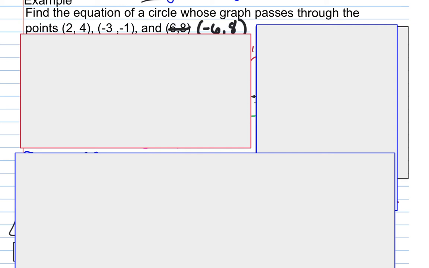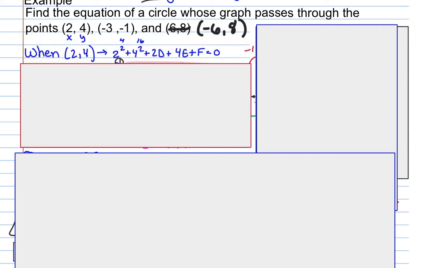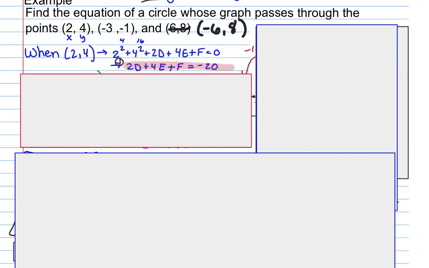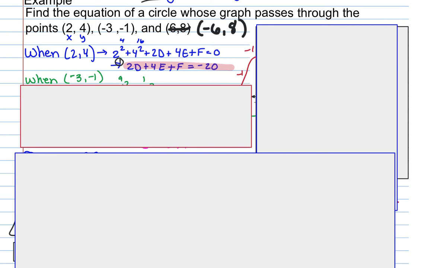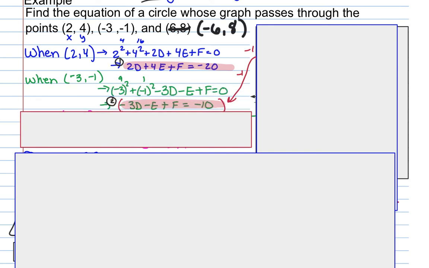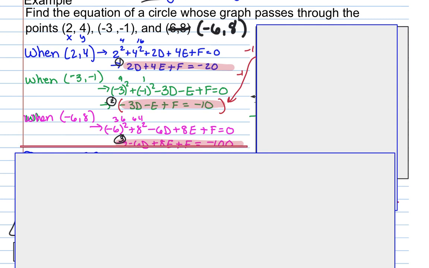That means we're going to have a system of 3 equations. So the first thing we're going to do is plug in 2, 4 into our general form, and we're going to get equation 1: 2d plus 4e plus f equals negative 20. Then we're going to plug in negative 3, 1 into our equation, and we're going to get equation 2: negative 3d plus e plus f equals negative 10. And finally, for negative 6, 8, our final equation is negative 6d plus 8e plus f equals negative 100.